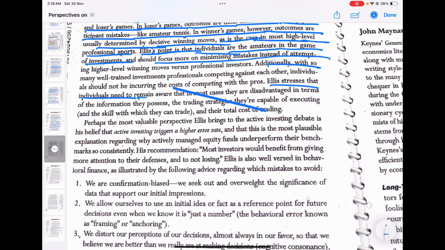Ellis stresses that individuals need to remain aware that in most cases they are disadvantaged, right? Because we retail traders do not have as many tools and as much high frequency information as these big firms have. So you need to remain humble and acknowledge that you do not have as much information as those people have.